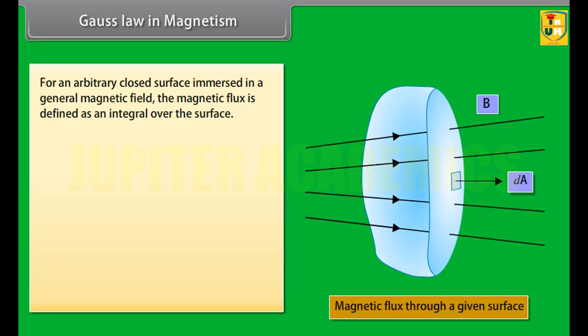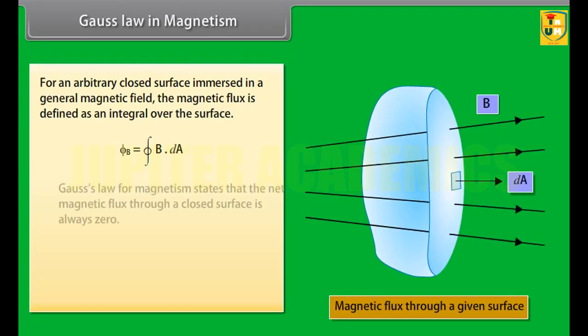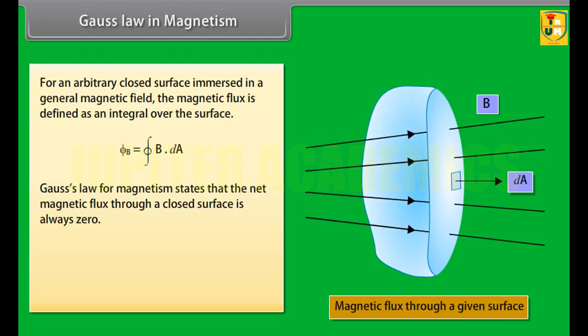For an arbitrary closed surface immersed in a general magnetic field, the magnetic flux is defined as an integral over the surface. Phi B is equal to the closed integral of B dot dA. Gauss's law of magnetism states that the net magnetic flux through a closed surface is always zero. Closed integral of B dot dA is equal to 0. The SI unit of magnetic flux is weber.